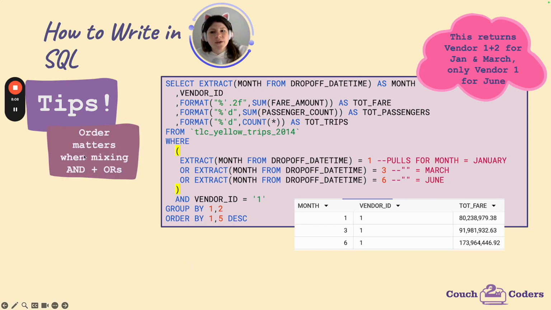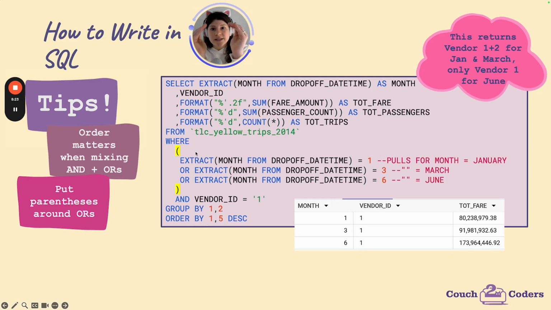So order matters when you're mixing ands and ors. Order does not matter if you're only doing ors or only doing ands. And my tip is to put the parentheses around the ors. That way SQL knows, okay, all of these or conditions, this is one chunk, and we're going to look at this as one item. And then the ands, we're going to look at that as a second list of items.